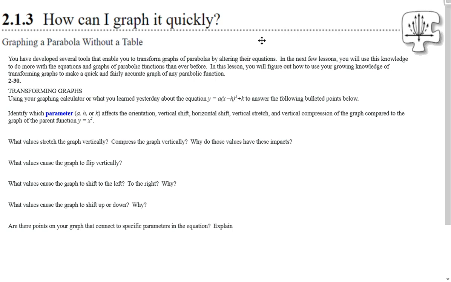Now that you've learned the different types of transformations with parabolas, we want you to be able to graph them quickly. So based on knowing what the parent function is, and you can start seeing the h and the k and the a, our hope is that you can just quickly plot those points when it's in graphing form or transformation form. It's the same thing.